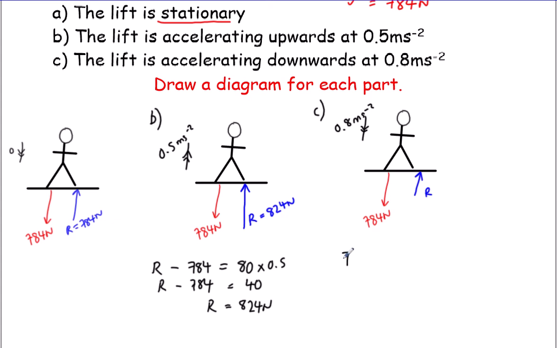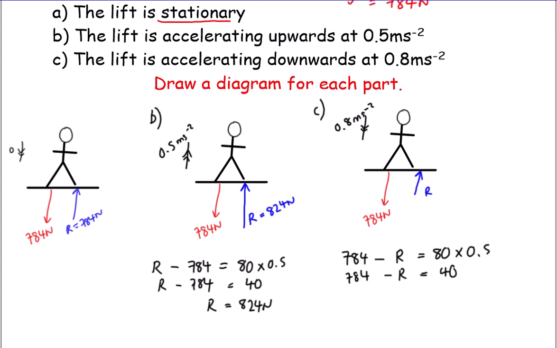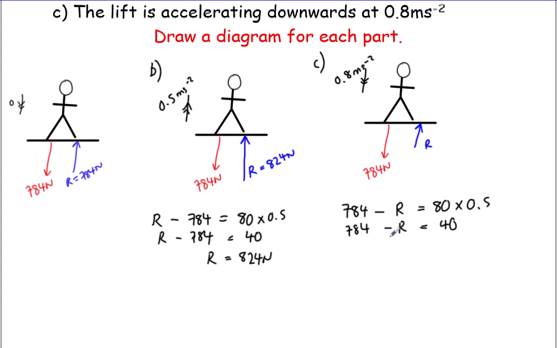So this time, 784 is the positive force because it's acting down. R is the negative force because it's acting up, opposite to the acceleration. And again, that equals 80 times 0.5 because F equals ma. So 784 minus R equals 40. Now, to rearrange that, you'd need to move R to the other side, make it positive, 40 to over there, and it goes negative. And what you end up with is 744 equals R.